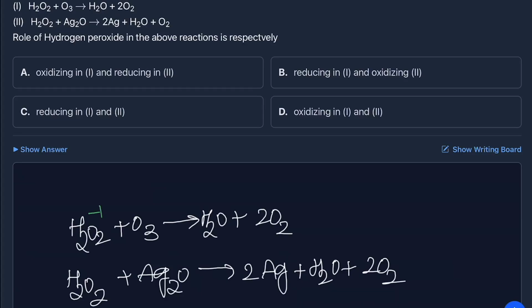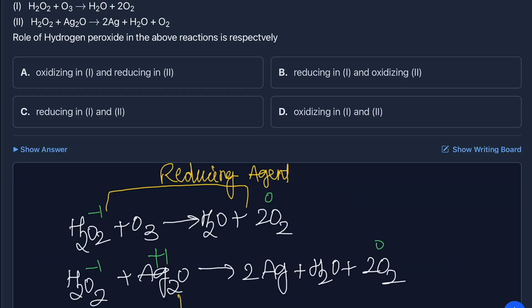Here it is -1. The hydrogen peroxide oxidation state is -1, Ag is +1, and here in the elemental form it is 0, and here also in the elemental form 0. So here -1 to 0 means an increase, so which agent is it? Reducing agent. Next, Ag2O to 2Ag: here it is elemental form, 0 oxidation state, a decrease in oxidation state from +1 to 0.